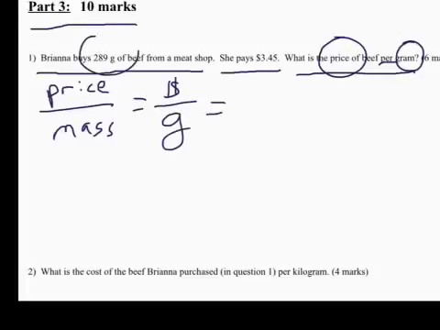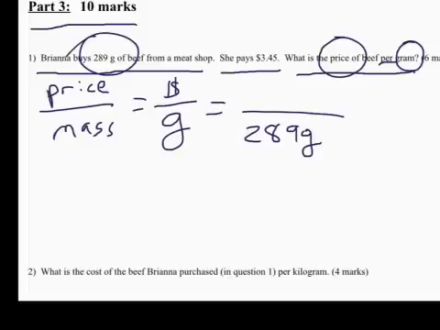And they tell us that she's got 289 grams of beef. So the 289 grams goes on the bottom, since grams is on the bottom of the ratio. And she pays $3.45. We know that a fraction means divide. So quite simply, we punch in $3.45 divided by 289 grams. So go ahead and do that right now.